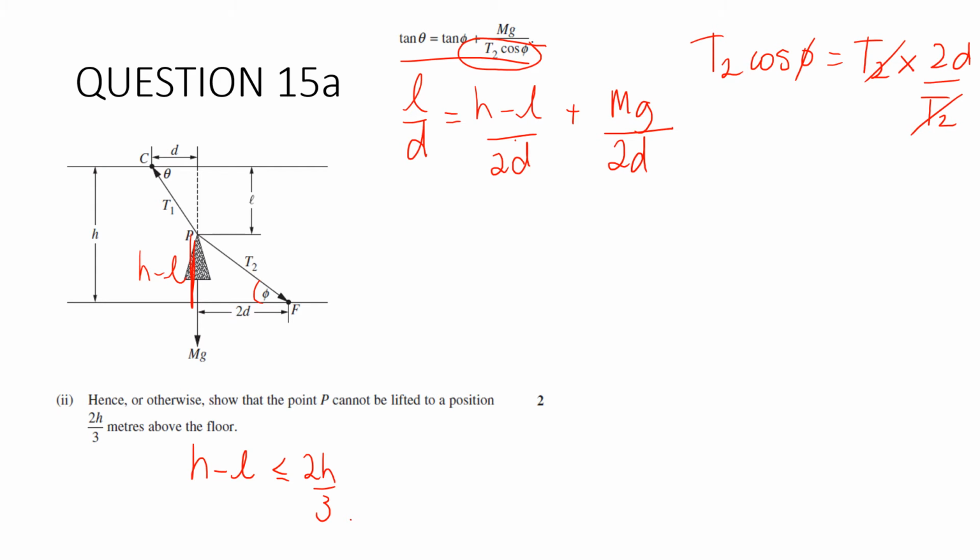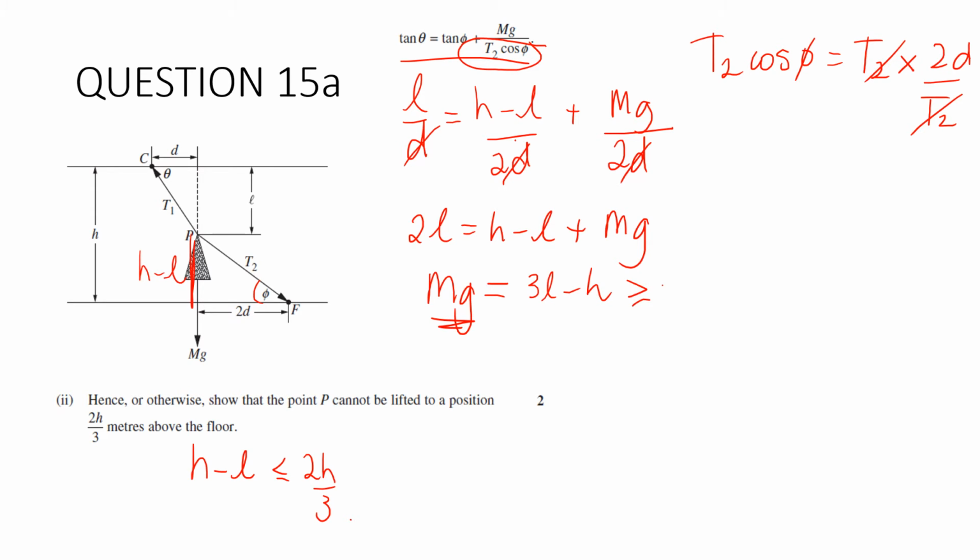All right, we can multiply everything by D and get rid of those. And now multiplying everything by 2, we get 2L is equal to H minus L plus mg, and I'm going to make mg the subject, which is 3L minus H. Now we know mg has to be greater than or equal to 0, and so 3L is greater than or equal to H, L is greater than or equal to H on 3, so that's that part here, which kind of implies that H minus L will have to be less than or equal to 2H on 3.